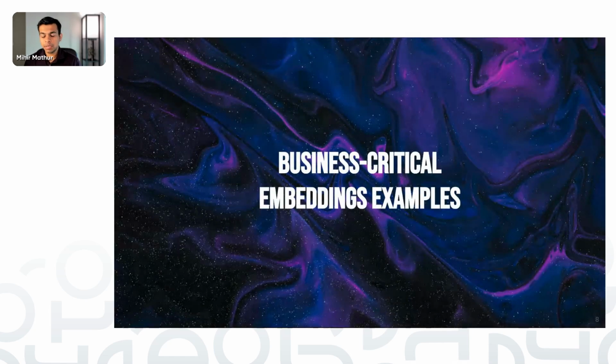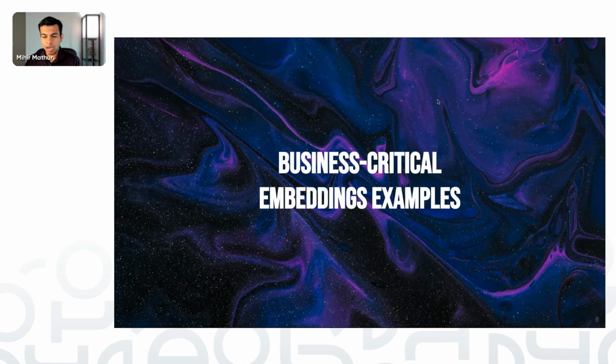Now let's take a look at some of the business critical embeddings examples. Over the past 6 to 8 months, we've been talking to a lot of people in the industry, and also just looking at people who have published blog posts about embeddings. So I went ahead and collected 5 examples that I think are really great examples of showing embeddings in production for very core business critical use cases.